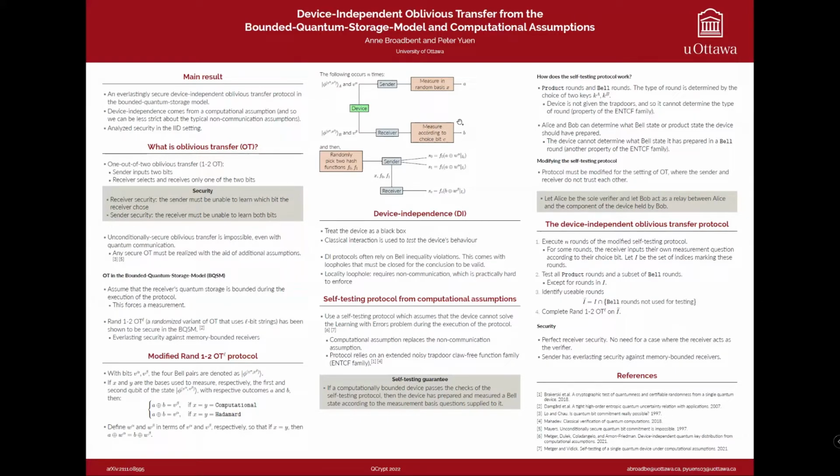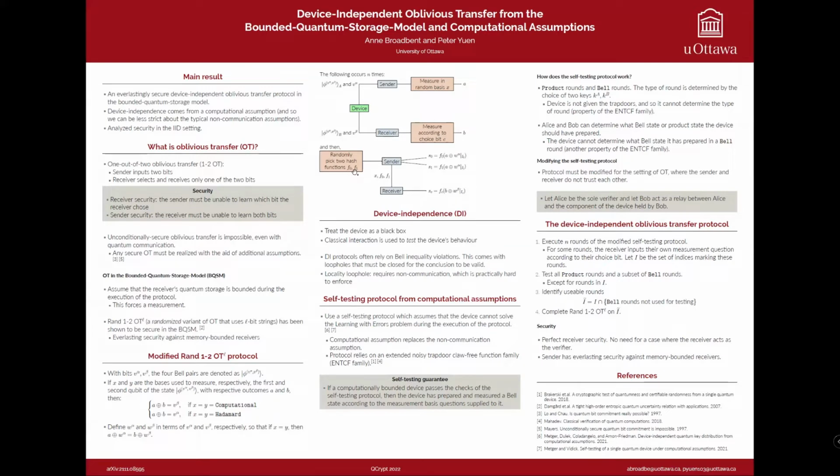The receiver is always going to measure in one basis, and it's going to be according to their choice bit. So if I'm the receiver and I said I wanted C equal to 0 for the Oblivious Transfer scheme, I'm always going to measure in the computational basis. And if I chose C equal to 1, I'm always going to measure in the Hadamard basis. By always measuring in one basis, it guarantees that I'm going to get one of the 2 strings. We're going to repeat this procedure n times.